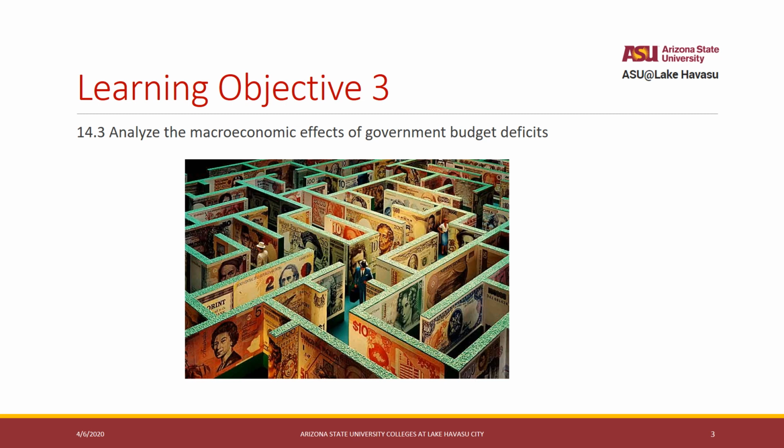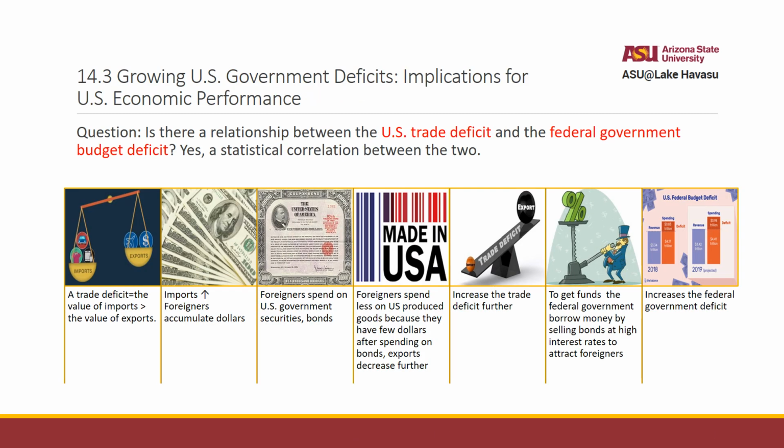Our third learning objective is to analyze the macroeconomic effects of government budget deficits. Think of this question. Is there any relationship between the US trade deficit and the federal government budget deficit? Well, the answer to this is yes. There is a statistical correlation between the two. And there is a reason why we would expect the federal budget deficit to be associated with trade deficits.